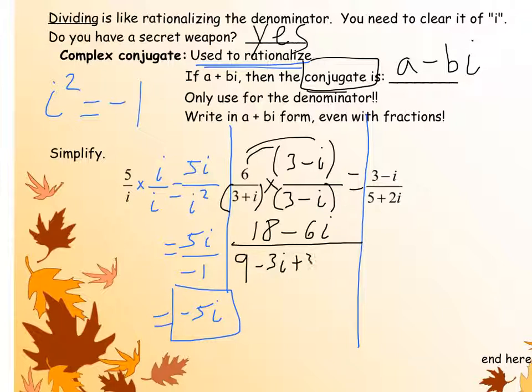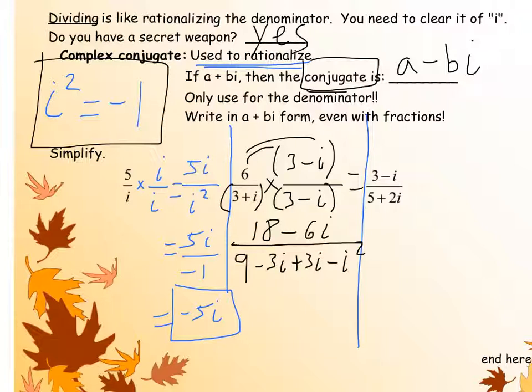positive 3i. That looks good because now I've got two i's of the same quantity but opposite signs. So it looks like those two middle terms are going to cancel. And then the last terms would be minus i squared. That's going to allow me to get rid of that imaginary component.